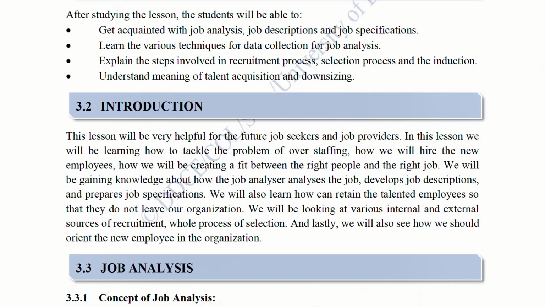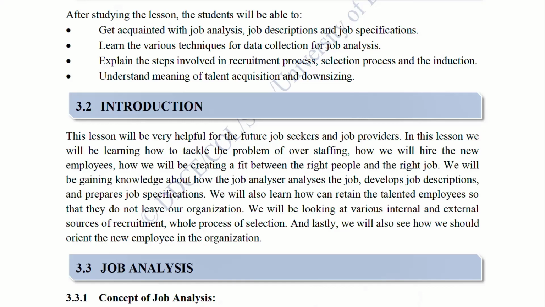3.2 Introduction. This lesson will be very helpful for the future job seekers and job providers. In this lesson, we will be learning how to tackle the problem of overstaffing, how we will hire the new employees, how we will be creating a fit between the right people and the right job.